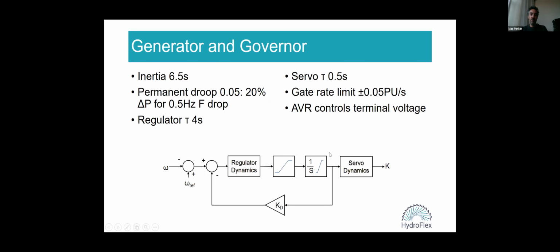So the governor is relatively straightforward. You've got a generator inertia of 6.5 seconds. You have a permanent droop in the governor, which gives you about a 20% increase in power for a 0.5 Hertz frequency drop. You have regulator dynamics of about 4 seconds, and then you have a limited gate opening rate.